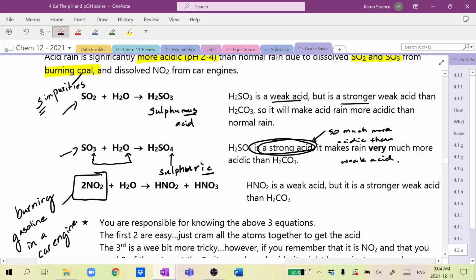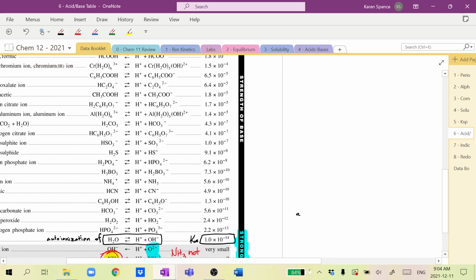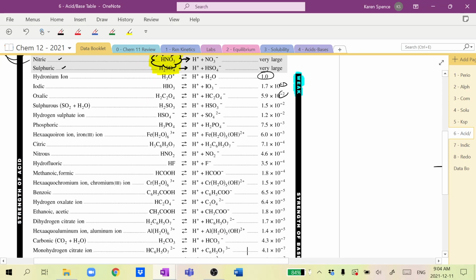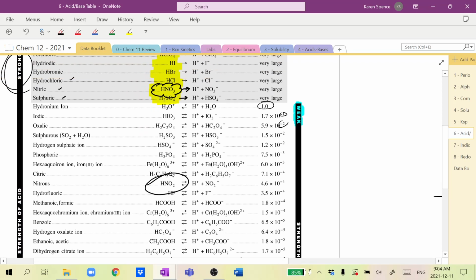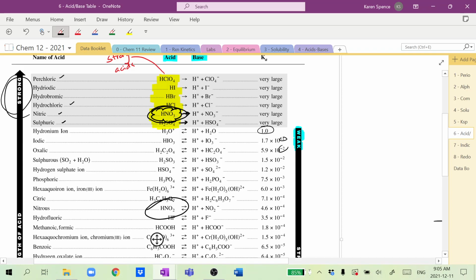This one is a little trickier, but if you look and say, I have a nitrogen and oxygen compound, NO2, and if I go to my data booklet, which acids can I find that have N's and O's? Well, let's go look. Oh, there's HNO2 right there, and there's HNO3 right there. HNO3 is a strong acid. HNO2 is a fairly strong weak acid. So between the two of those are significant contributors to the acidity of acid rain.